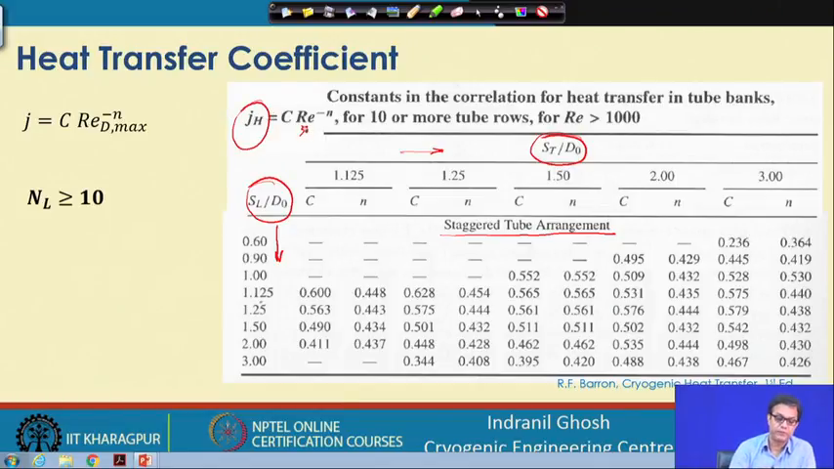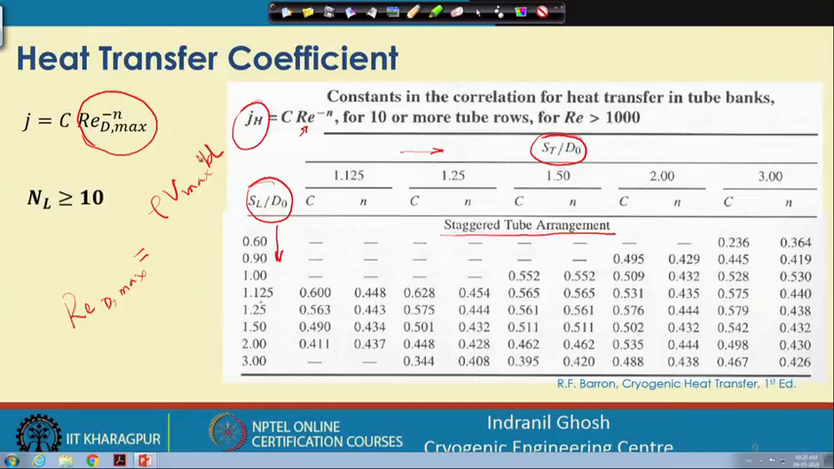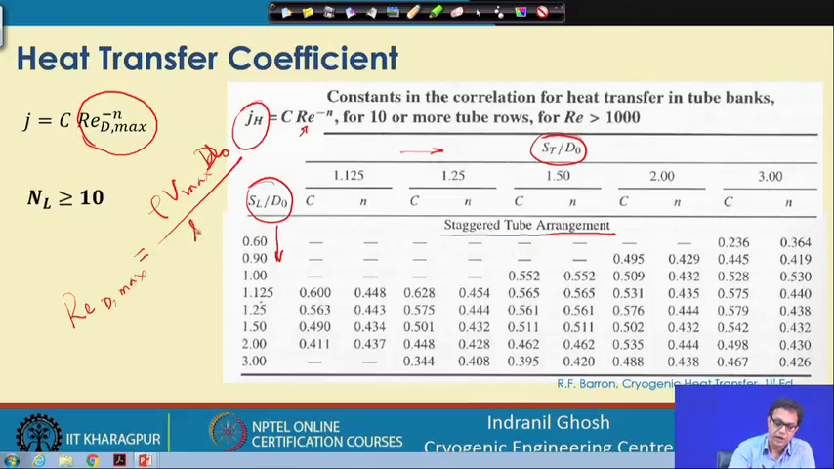This Reynolds number is based on Re d max, which we have already learned is related to the maximum velocity: rho V max into d, the external diameter d_0, divided by mu. We have already learned how to calculate the V max. So, this is the correlation given for the tube banks where the tubes are arranged in the staggered condition.